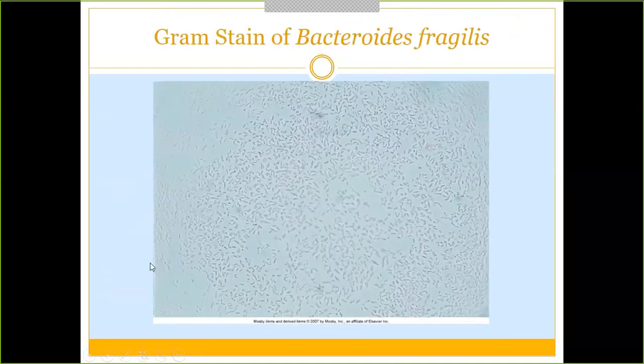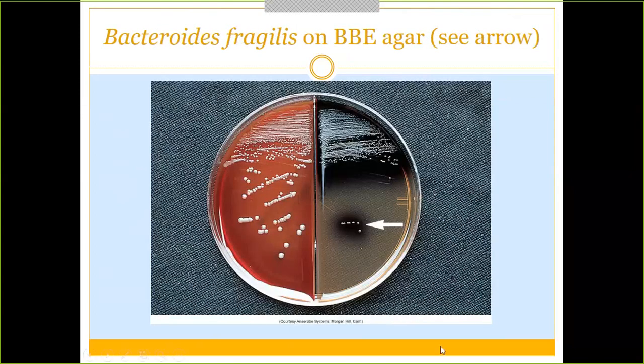So again, there's a gram stain. It's a gram-neg rod. Looks like any other gram-neg rod. And so there is where the arrow is, the BBE agar, showing you the positive growth of Bacteroides fragilis. That was a split plate with blood agar on one side, BBE on the other, just so you know.